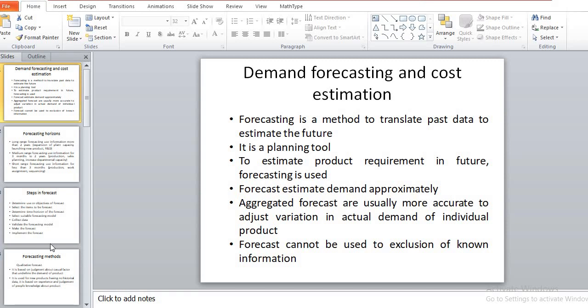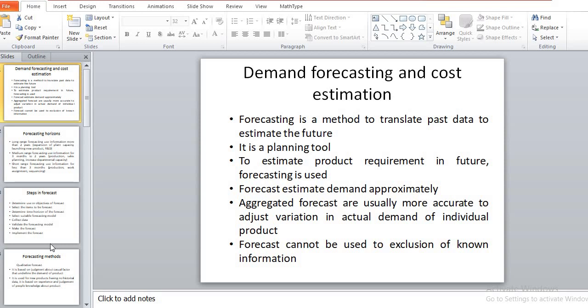So forecasting is generally needed to schedule and plan the production of a particular product. How you can decide how much product you can produce for a particular period of time depends on the forecasting of that particular product.